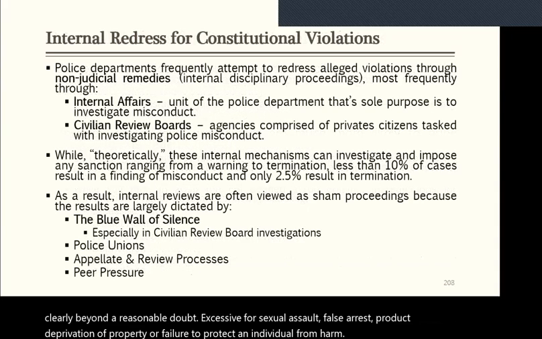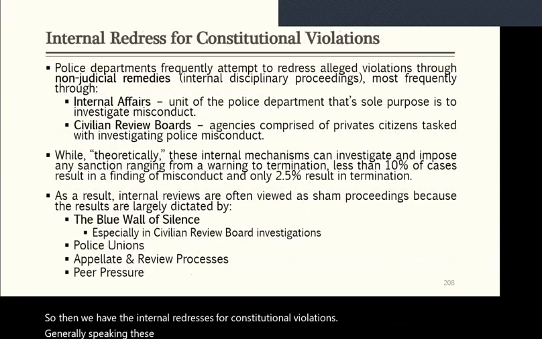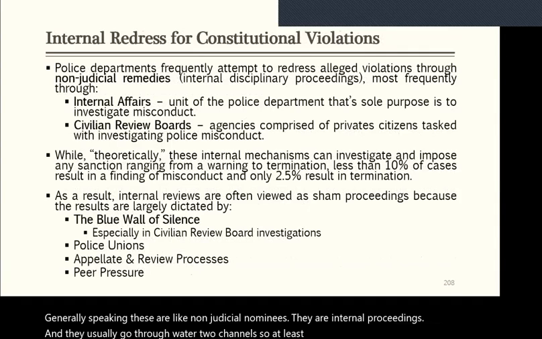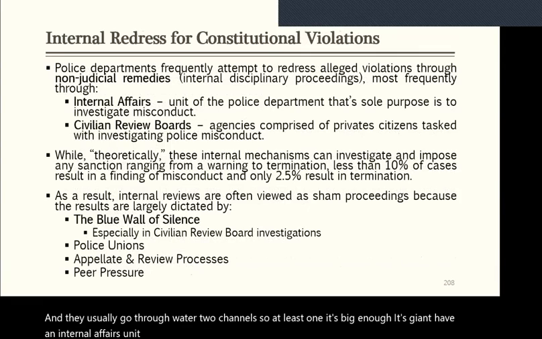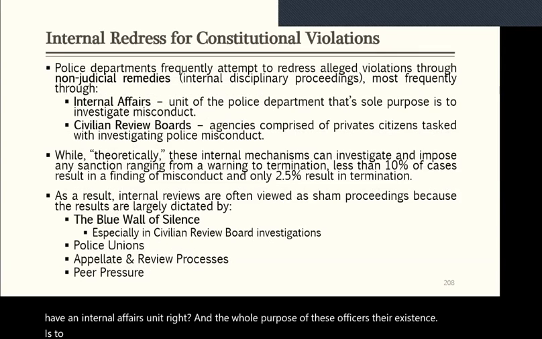So then we have the internal redresses for constitutional violations. Generally speaking, these are non-judicial remedies. They are internal proceedings, and they usually go through one of two channels. So if a police department's big enough, it's generally going to have an internal affairs unit, right? And the whole purpose of these officers, their existence, is to investigate allegations of other officers' misconduct.